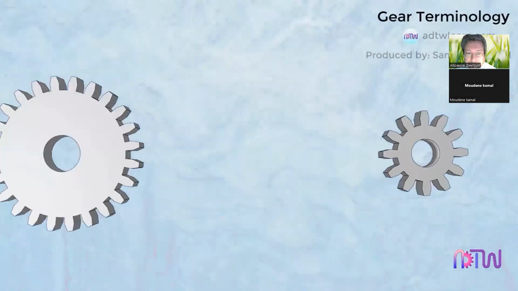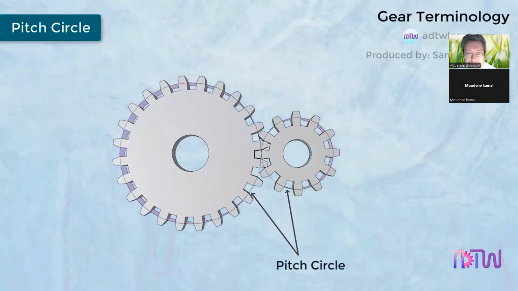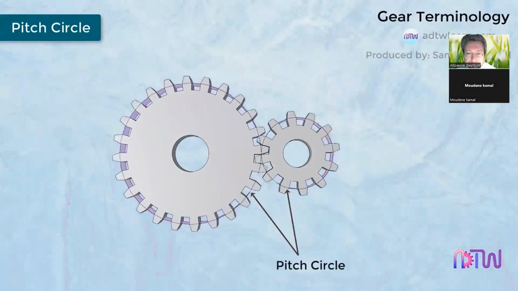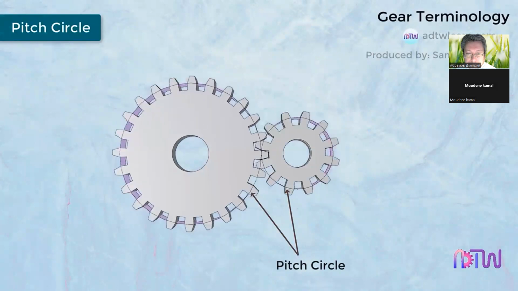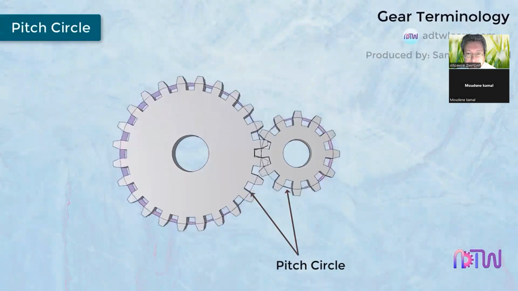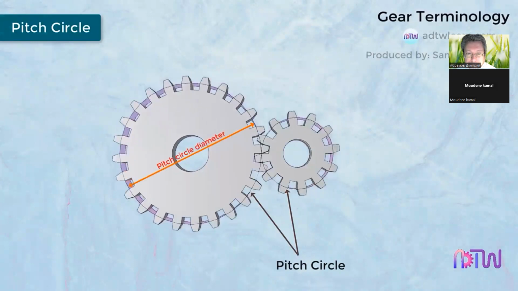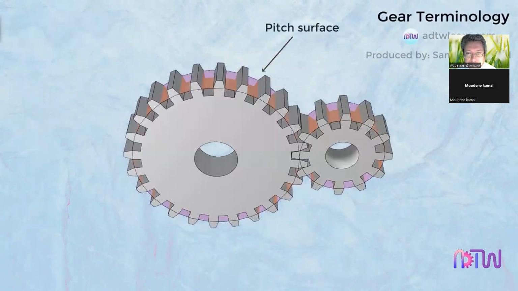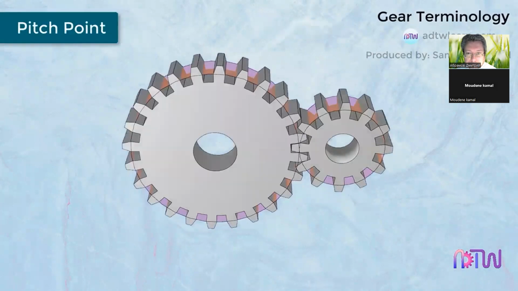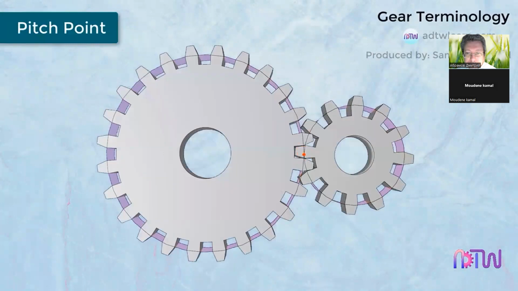Pitch circle. A pitch circle is an imaginary circle which, by pure rolling action, will give the same rotation as an actual gear. The motion of two meshing gears is described by their pitch circles' motion. The diameter of this pitch circle is called the pitch circle diameter. This surface of the disc is called the pitch surface. Pitch point. When two gears are in contact, the common point of both pitch circles of meshing gears is called the pitch point.